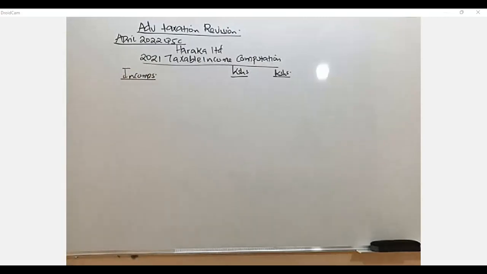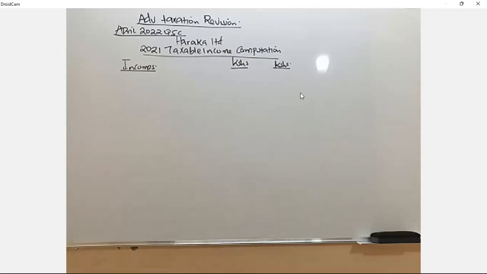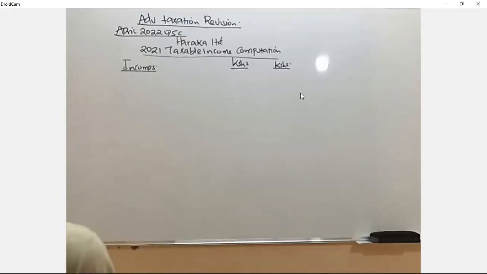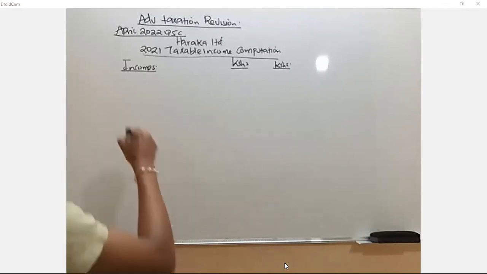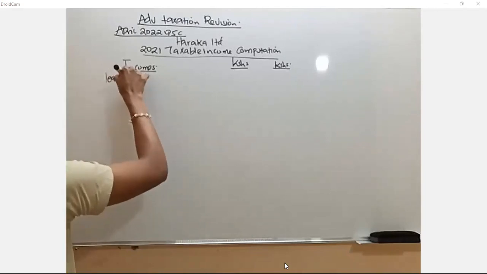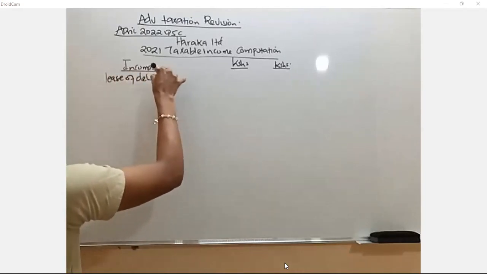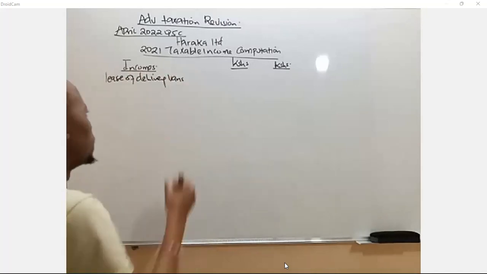So let me just go from where the question starts. Okay. We will be good with time. Now, when the question starts, we are being told the company leases the following assets in the course of the year. Number one, we have the lease of delivery vans.